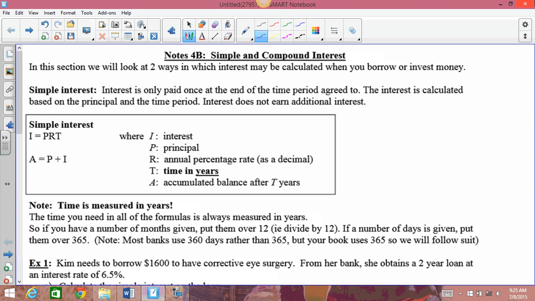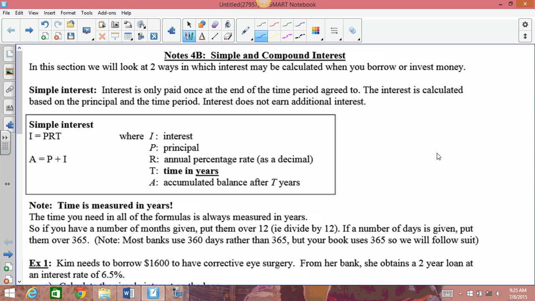So today we're going to start the last unit, which is on finance. In this first section, we will be looking at simple and compound interest. You're probably very familiar with simple interest, and then you may or may not know too much about compound interest, but we'll talk about how to compute both of those.